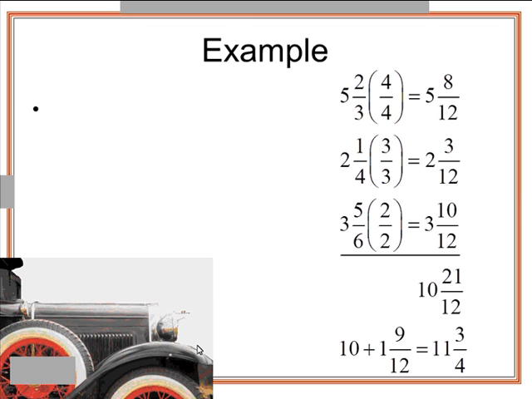So on this example, all of the whole numbers we just kept and wrote them down. But I needed to take the 2/3 and multiply it by 1. Because if I multiply by 1, I don't change the amount. So I have 2 times 4 is 8, 3 times 4 is 12. For the 1/4, I need a 1 again. But this time, I want a 1 that's going to be 3 over 3, because that will give me the same denominator that I had there. For the last one, 1 is going to be 2 over 2, and again, I'm going to get 12ths.